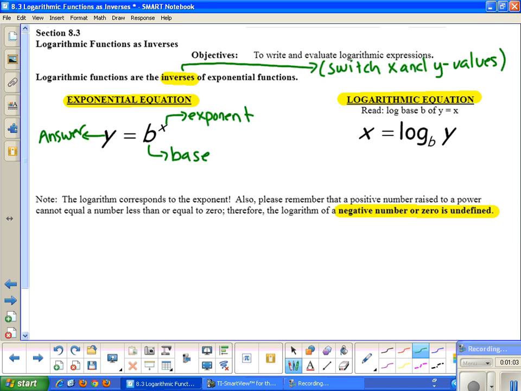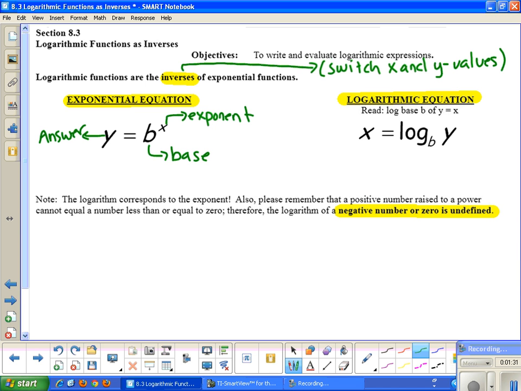So if we look at the inverse of this, think about switching your x and your y values for something that has an exponent. How would we go about doing that? The only way that we can get the exponent down so that it's not there is by writing a logarithm. So the way that we write this is we write x is equal to the log base b of y. So notice that my answer is going to be the exponent.